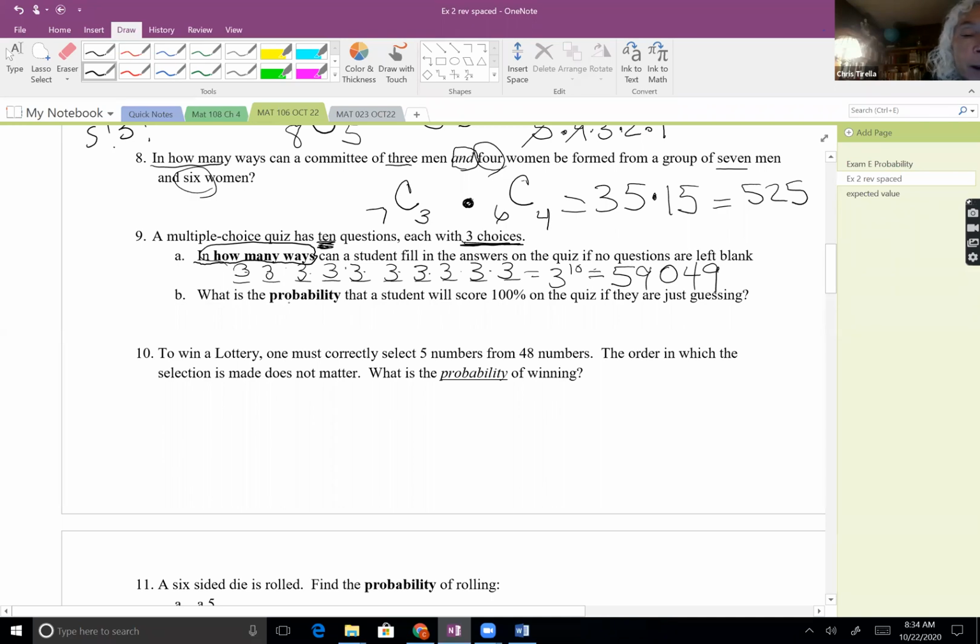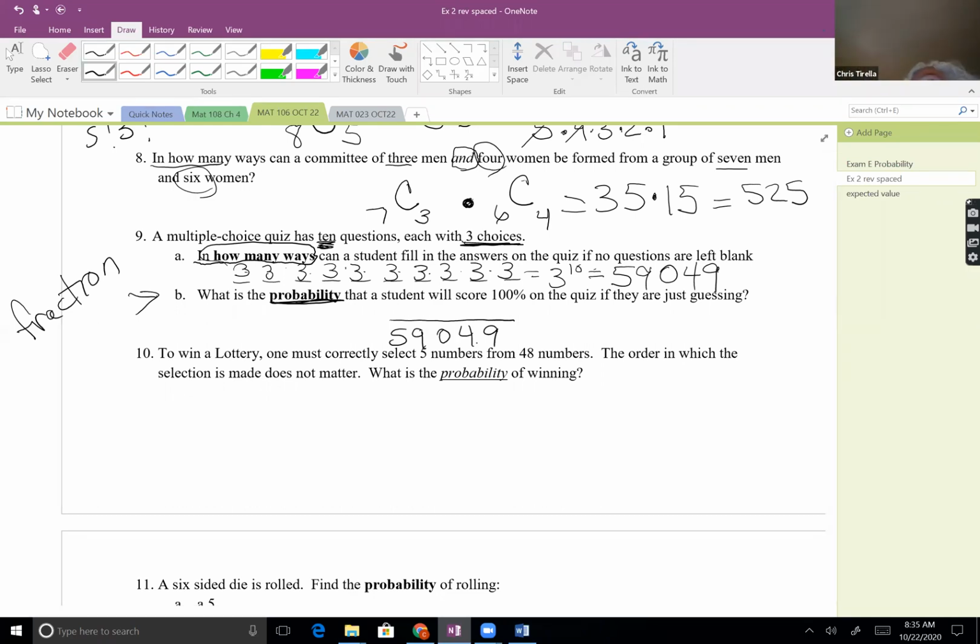Next part asks for a probability. And when I see that word probability, I think now I've got to make a fraction. My probability fraction, the denominator is the total number of ways, and we just figured that out: 59,049. How many ways can you answer that quiz and get a perfect score? Isn't there only one? Mhm. So that probability would be 1 over 59,049.